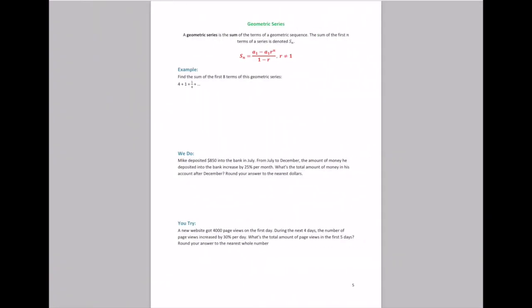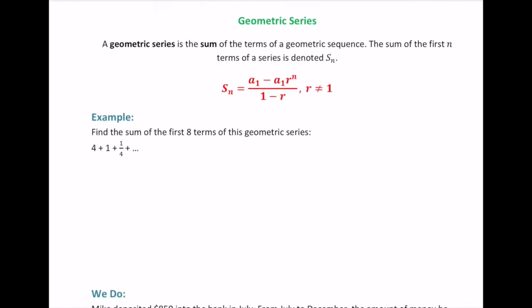Okay, we can do the same thing with the geometric series. Our formula is just going to look a little bit different. So once again, this is the sum of the first n terms. A1 is our first term, r is our common ratio, and we just need to plug in all the information we get from our problem.